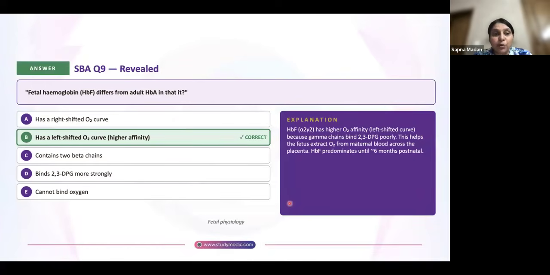Okay. So fetal hemoglobin is alpha 2, gamma 2. It has higher oxygen affinity, and the oxygen dissociation curve shifts to the left. The gamma chains bind to 2,3-DPG poorly. So this helps in the fetal extraction of oxygen from the maternal blood across the placenta, and it can predominate until 6 months postnatally, and thereafter the adult hemoglobin will take over.